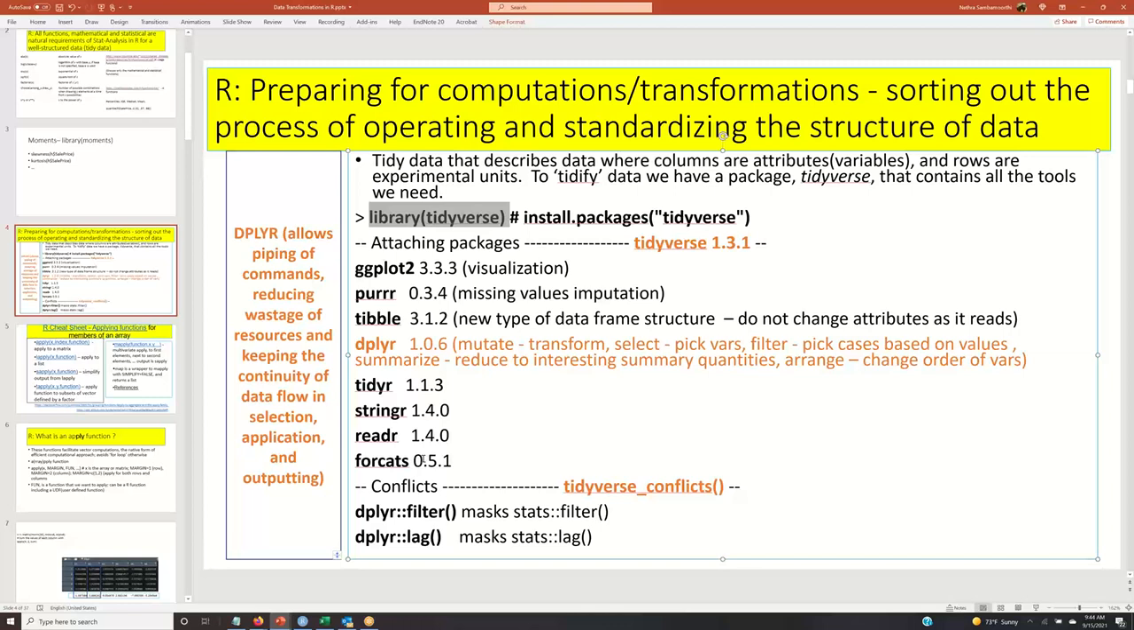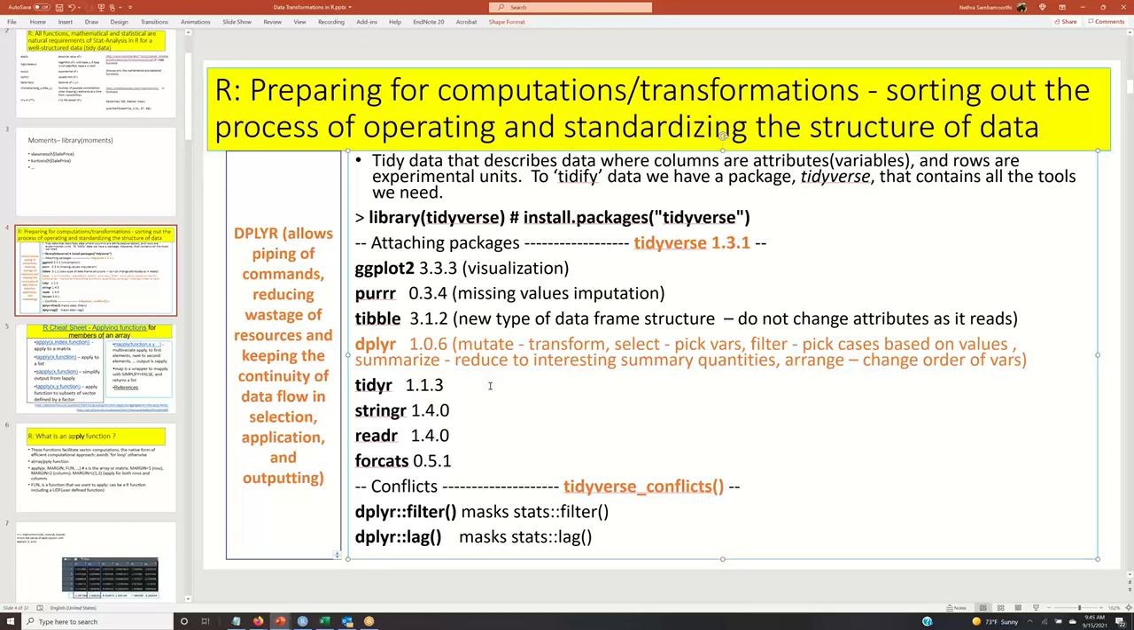So if you do library of this, you are working with some of the basic things that you need to do for data analysis. Okay. And because filter is also available in the stats package, there are some conflicts, but then it will mask, it will remove the reference to that one when you call in dplyr. Also there is a lag function available in stats as well as dplyr. So when you call in the library tidyverse, it will automatically mask the stats package lag function because it should not contradict, right?